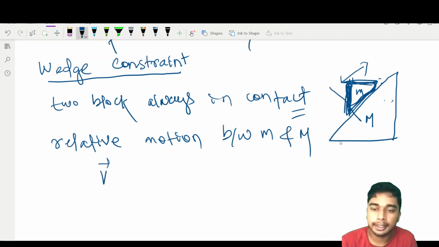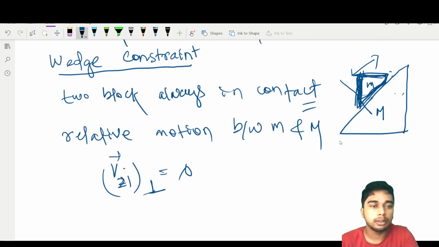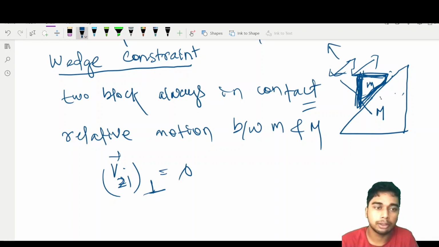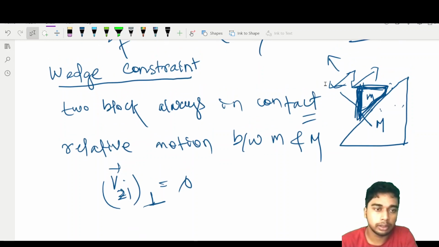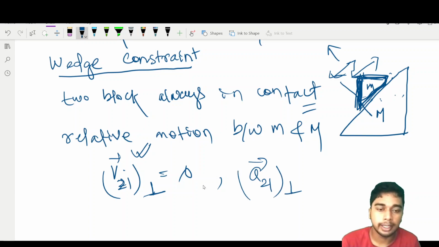So the transverse component of the relative velocity should be zero, because they always remain in contact. If the block moves along this, it will not detach from the surface, otherwise it should not be considered a wedge constraint. So the transverse component of the relative velocity should be zero, and this relation is also valid for acceleration.